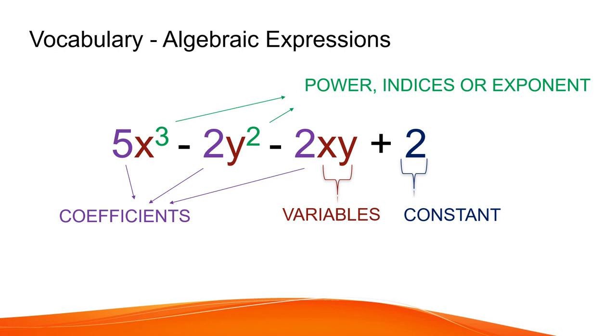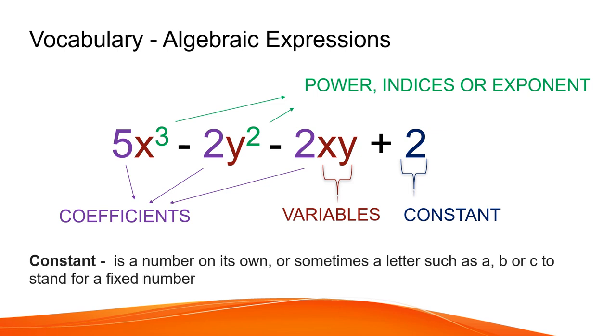And there is a constant. Finally, we've got a constant. A constant is a number on its own, or sometimes a letter such as A, B, or C to stand for a fixed number. That is a constant. It's a real number. Let me put it that way. A constant is just a real number.